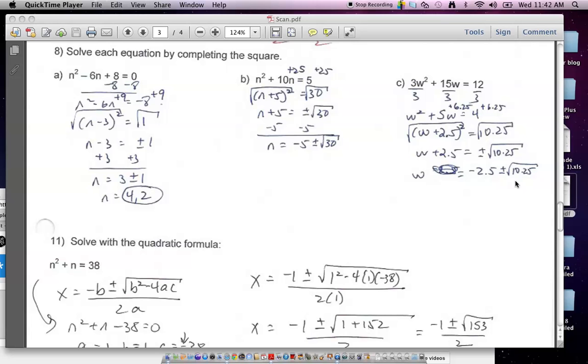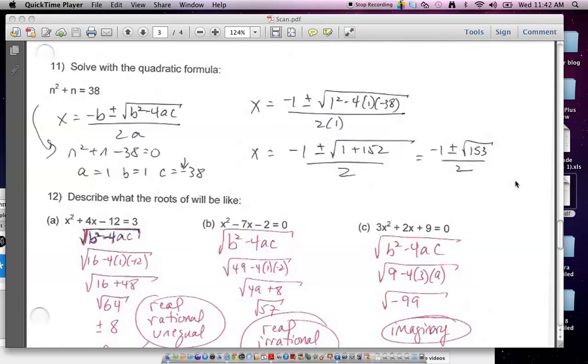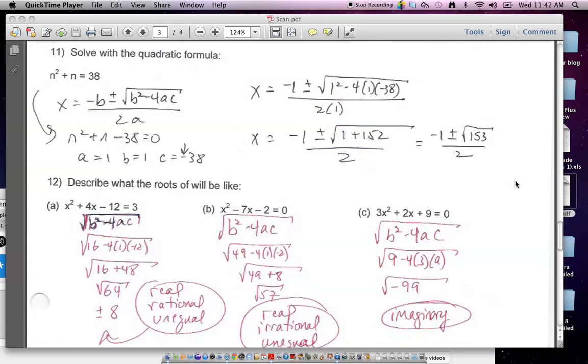How many people feel more comfortable with completing the square now than they did, like, say, 3 or 4 days ago? Okay? I hope it's an easy question on the test. It should be. Okay, now, a question with quadratic formula. There is a question on your test that has the quadratic formula on it.